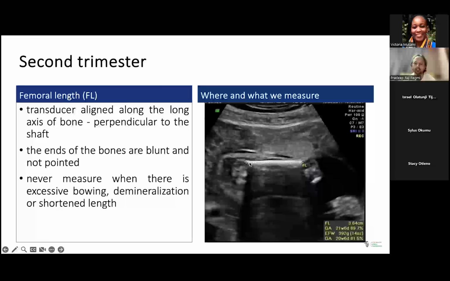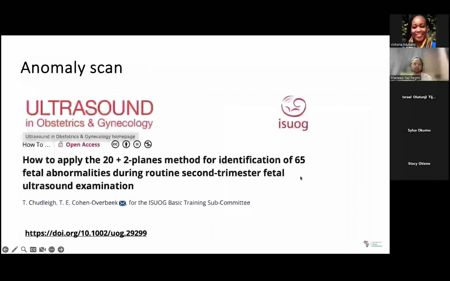And femoral length, we measure the femur length throughout in a clear transverse image, and the ends of the bones should be blunt, not pointed. And if there is excessive bowing or demineralization, we never measure that portion of the femur. The transducer is aligned along the long axis of the bone, so it is perpendicular to the shaft, and it is the ideal image to measure the femur length.